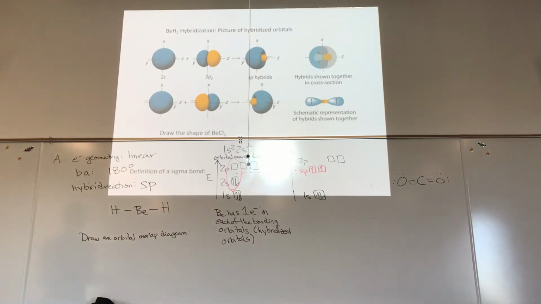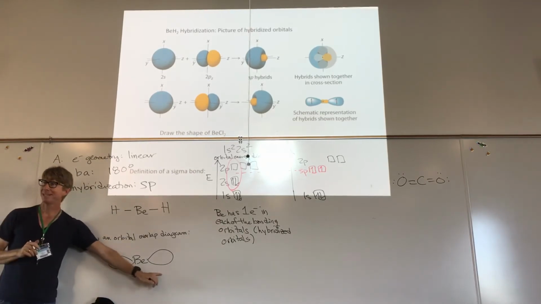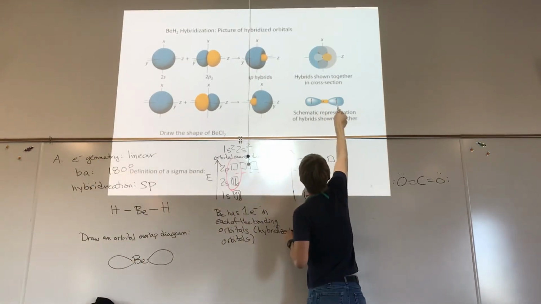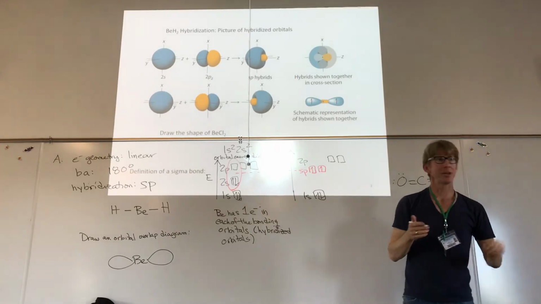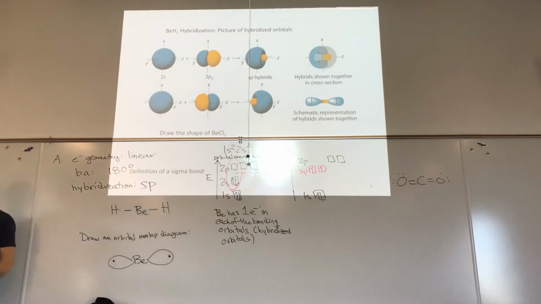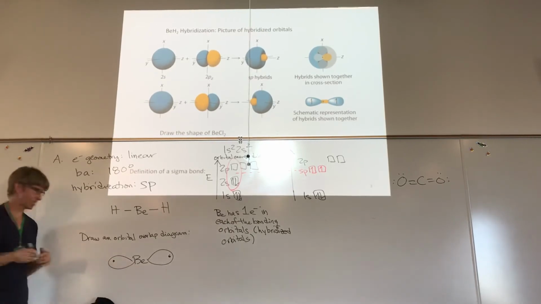And an orbital overlap diagram, as you might guess, shows orbitals overlapping. So there's my beryllium, and there's its orbitals. And here's the crazy thing. I'm attempting to draw this now. And I won't draw the up and down arrow, but I will draw an electron in there. And that's beryllium. And this one lobe is one sp hybridized orbital.